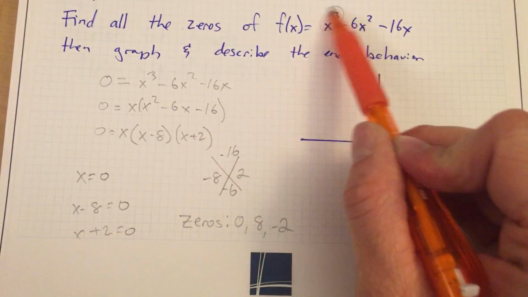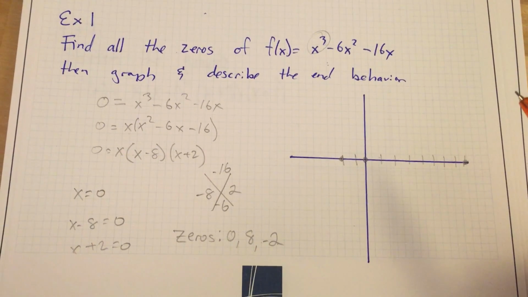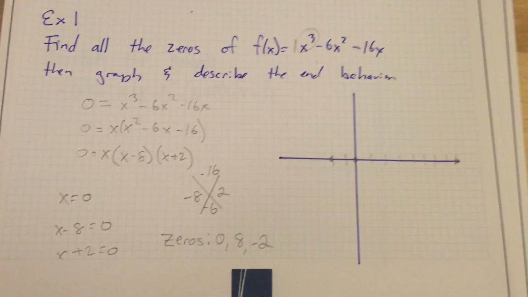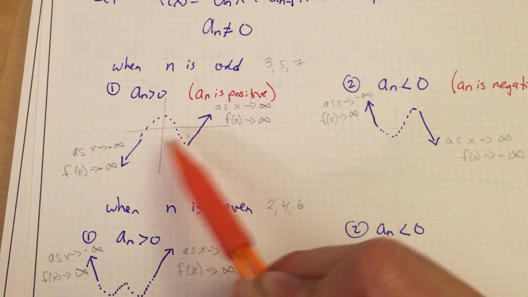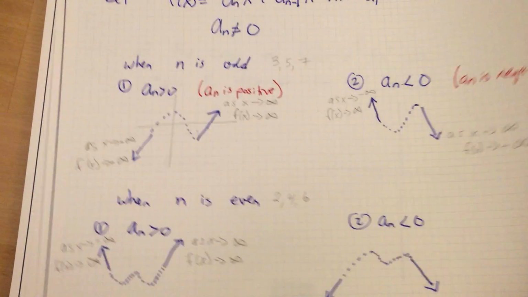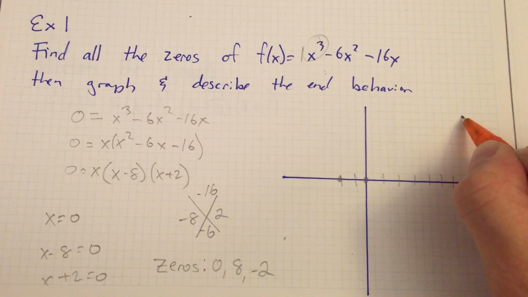So what's happening with my highest degree? It's a power of 3. So that means that it is odd. Notice that my first term is a positive 1. So if we think back, the end behaviors kind of look something like this. So they're going to go in opposite directions. It's going to end going up, right? So I know I'm going to start down here and end over here.